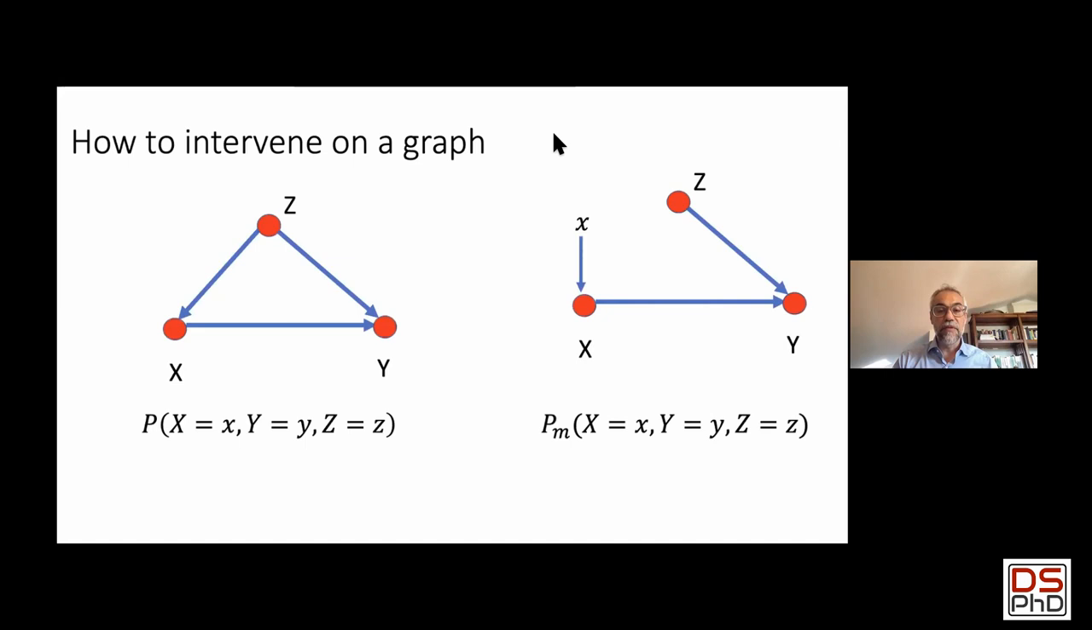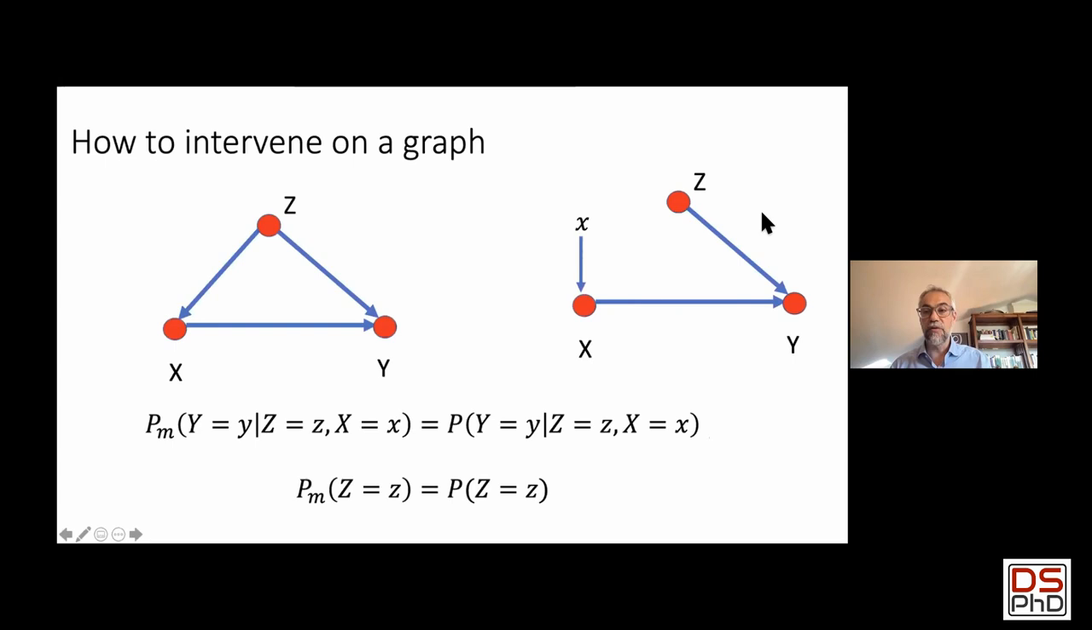So doing this, in my modified model, the probability of Epsilon is exactly the same. I do not touch any of the two mechanisms leading from X to Epsilon and from Z to Epsilon. So the conditional probability is the same. I'm now looking at conditional probability because if you remember, in a graph, I can always express my joint probability in terms of conditional probabilities.